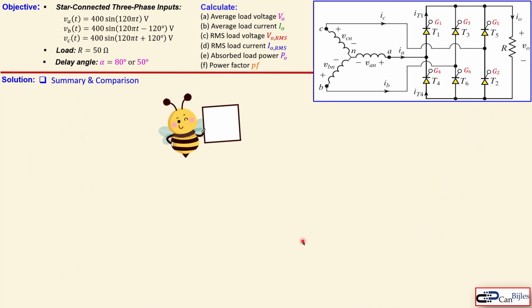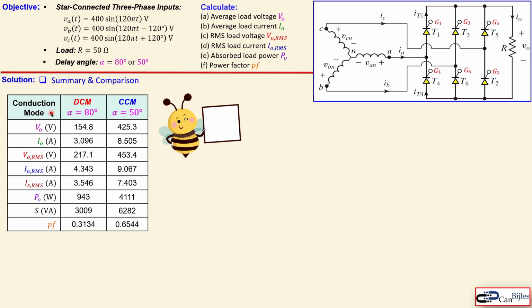Okay, let's now make a summary and also compare the results for the delay angles we have discussed, which is the 80 and the 50 degrees. So we see here the conduction mode, DCM and the CCM. Again, the alpha is 80 degrees and alpha is 50 degrees. This is only valid, by the way, for resistive load. So these are the parameters we have calculated. So the load voltage, average load voltage, average load current, up to the power factor.